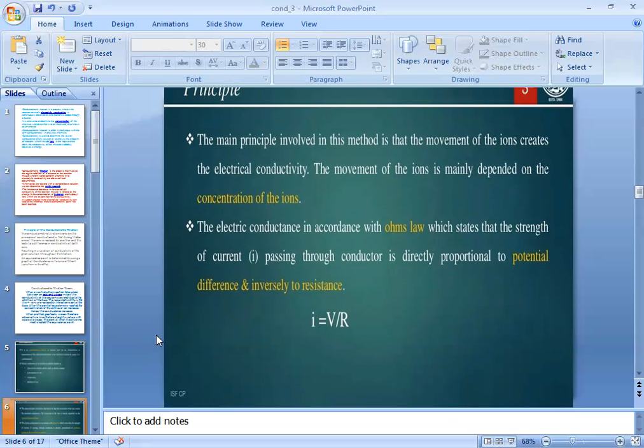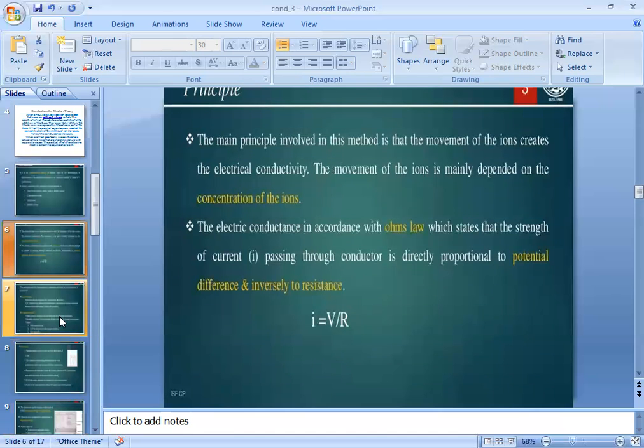The movement of ions is mainly dependent on the concentration of ions. The electrical conductance is in accordance with Ohm's law, which states that the strength of the current passing through the conductor is directly proportional to the potential difference, and it is inversely proportional to resistance. So we know the Ohm's law equation: V is equal to IR, or I is equal to V upon R. So I means the जो current pass होता है that is proportional to the potential difference, that is V, and inversely proportional to the resistance.